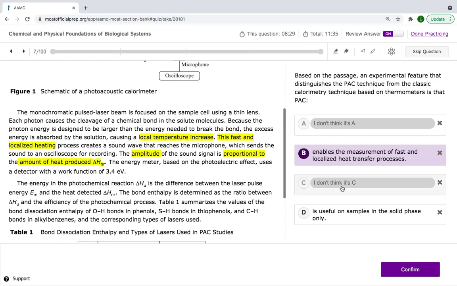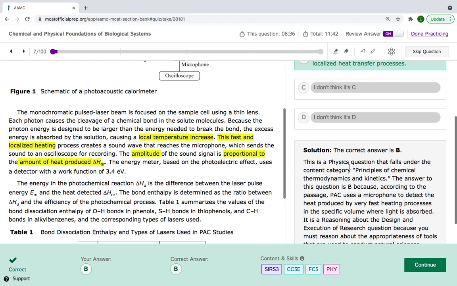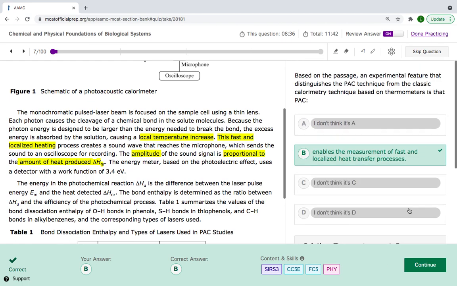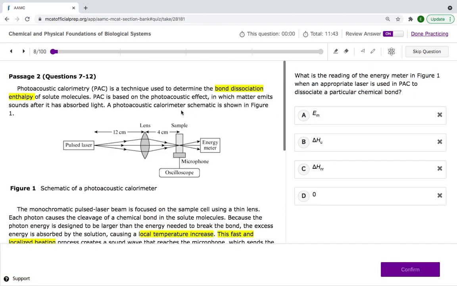So I'm gonna go with B here. I don't even think this one is right. I think I can eliminate this. I'm gonna go with B here. So let's see. Boom! There we go. All right, we got it right. And there's an explanation if you guys want to read. You could read it, pause it, whatever. Let's move on to the next question.